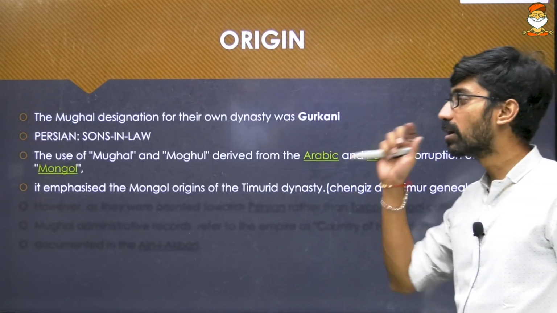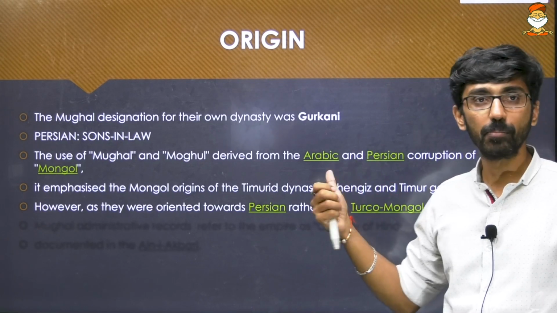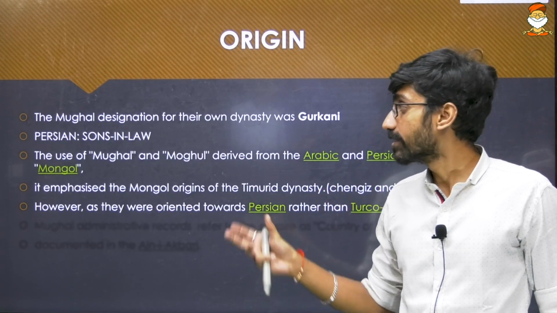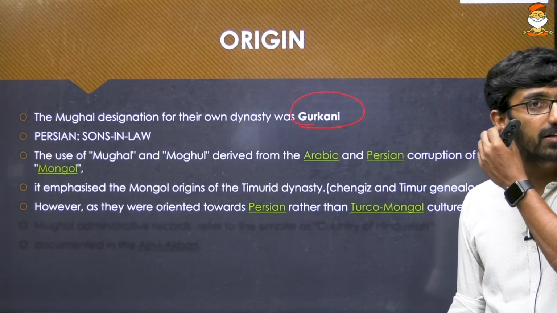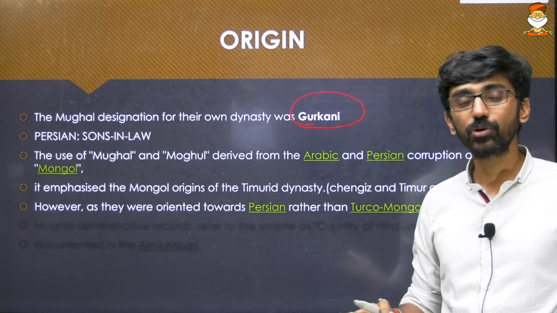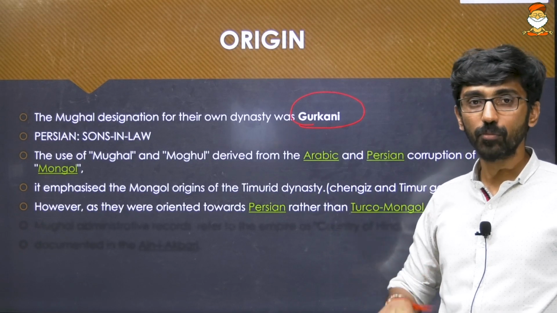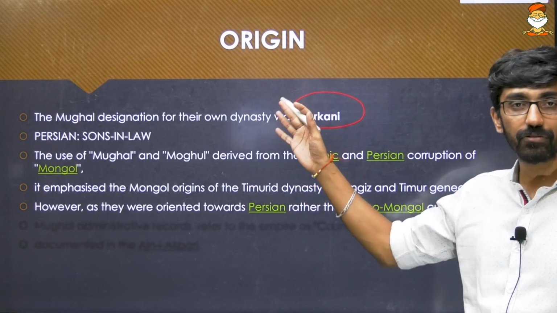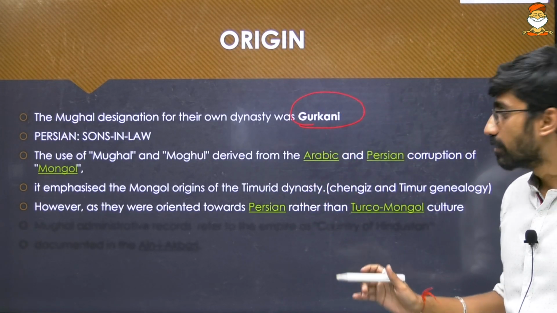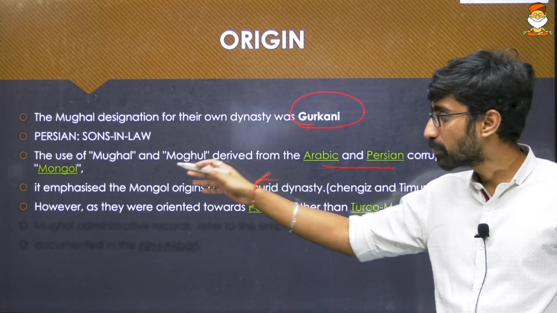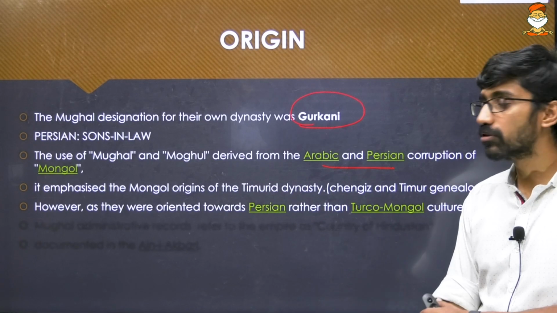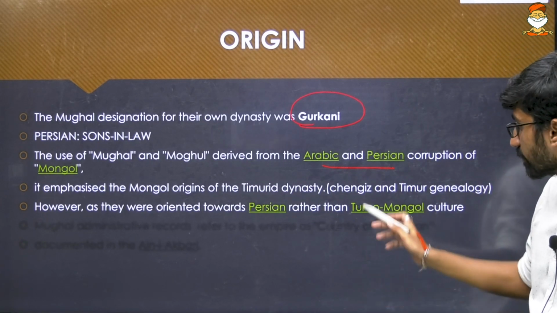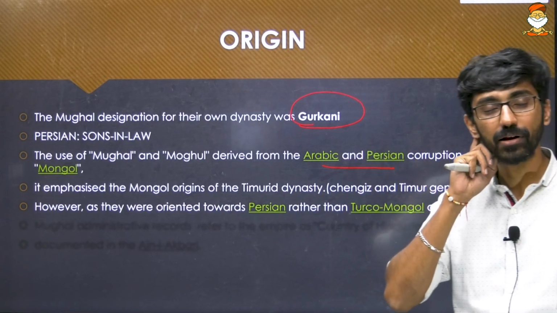So origin: Mughal is a designation, not their own term. The term they actually use is Gurkhani, which in Persian means sons-in-law. That is the word most Mughals use for their dynasty, the Gurkhani dynasty. The use of the term Mughal is because Mughal is a corrupted form of Mongol, since these people have some Mongol origin, and particularly in Arabic and Persian, a corrupted form of Mongol became Mughal. At the same time, the emphasis is on the Mongol origin of the Timurid dynasty, the Changiz and Timur genealogy that Babur comes from.